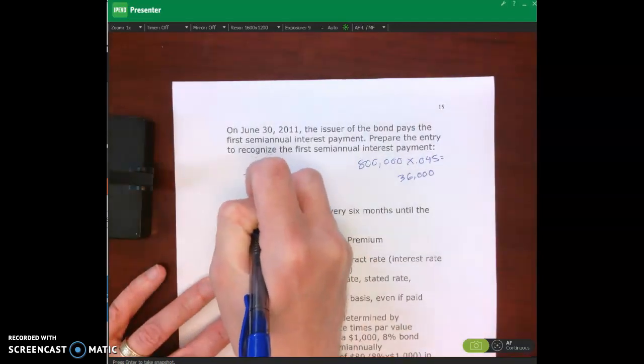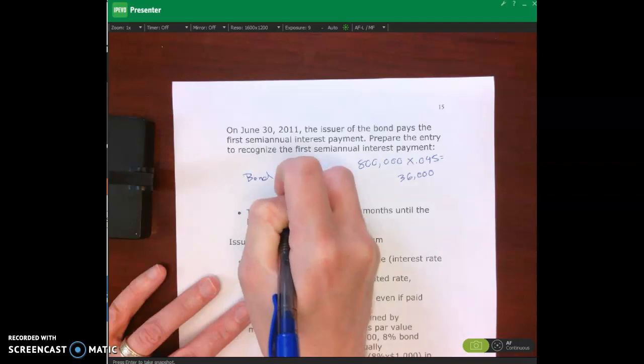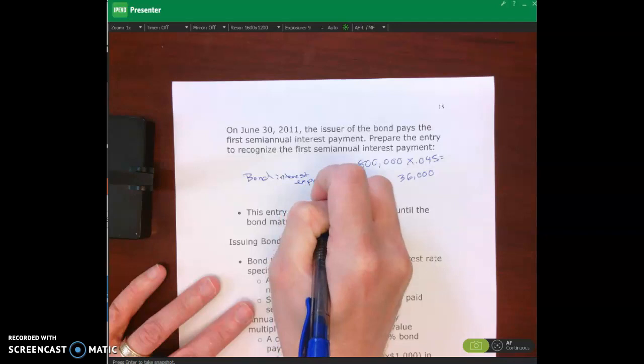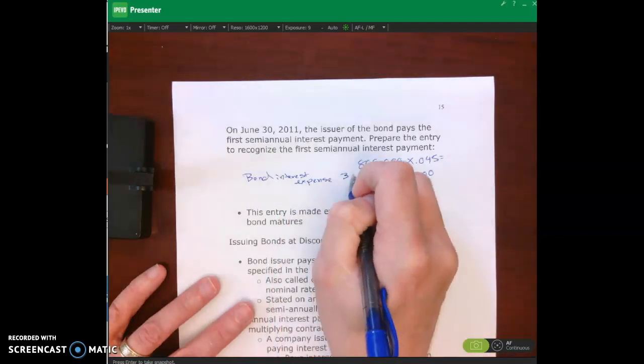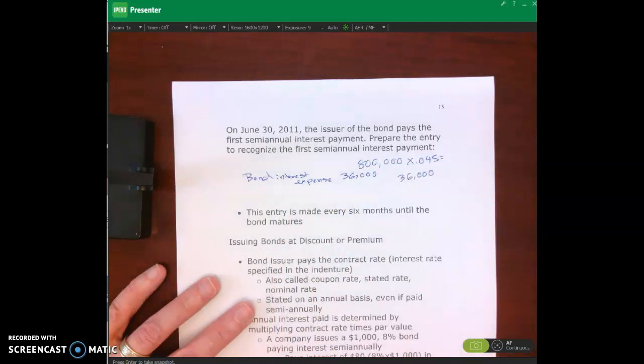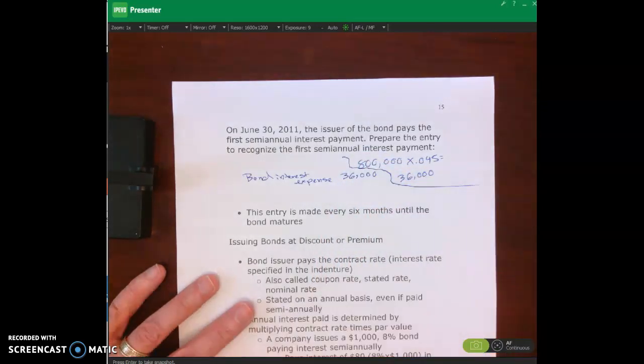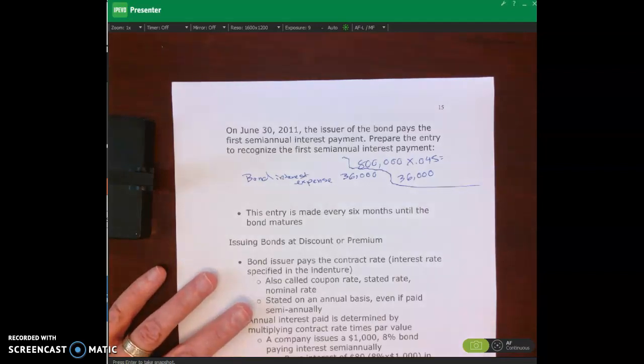Debit to bond interest expense for $36,000. And I'm going to have to draw a line over here to separate that out. Debit to bond interest expense for $36,000. Then what do I credit?